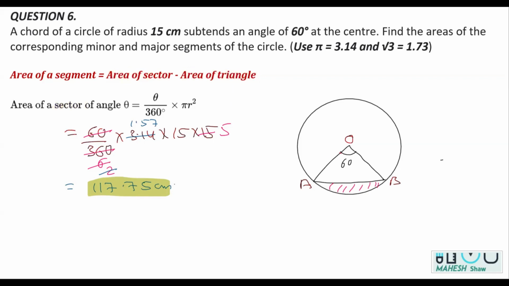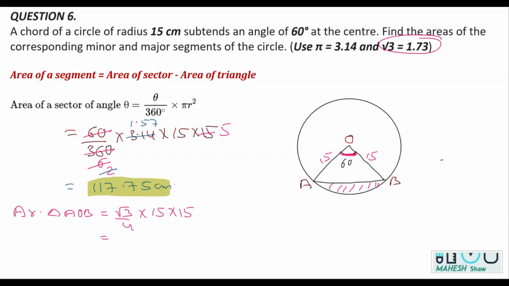Why? Because, let me first write down, this is 15. You know that this is an isosceles triangle whose vertex angle is 60. So an isosceles triangle whose vertex angle is 60 is an equilateral triangle. So I'll say the area of triangle AOB, an equilateral triangle, is root 3 over 4 times A square. A is how much? 15. So it's 15 into 15.